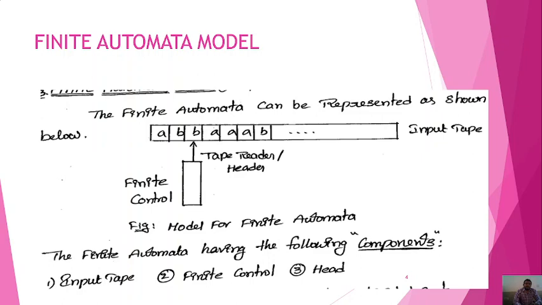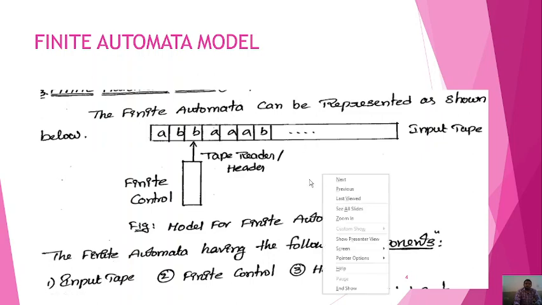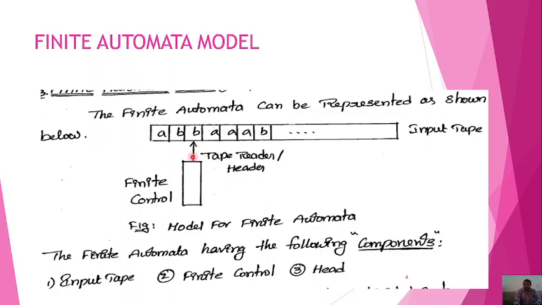And to read a particular input symbol, we use a header. This is the header. It is also known as the tape reader. It is used to read a specific input symbol from the input tape. Based on this input symbol, the finite control can decide what the next state is, that is, when reading some present input symbol, then go to which state. That depends upon the finite controller. So finally it contains three components: the input tape, the tape header or reader, and the finite controller.